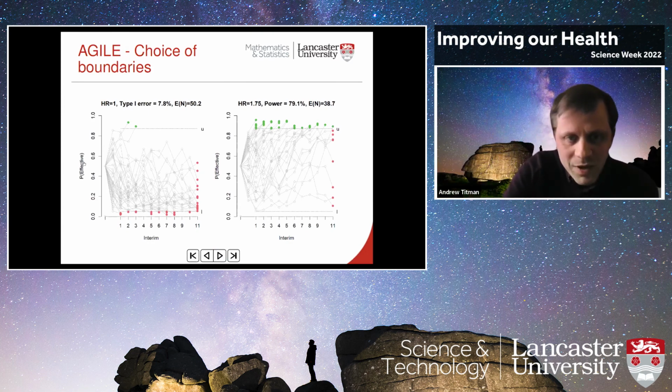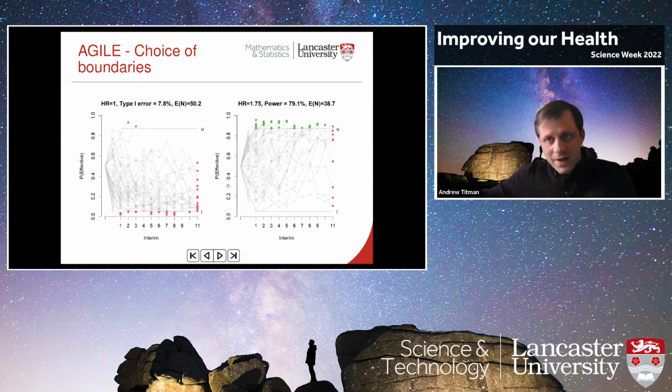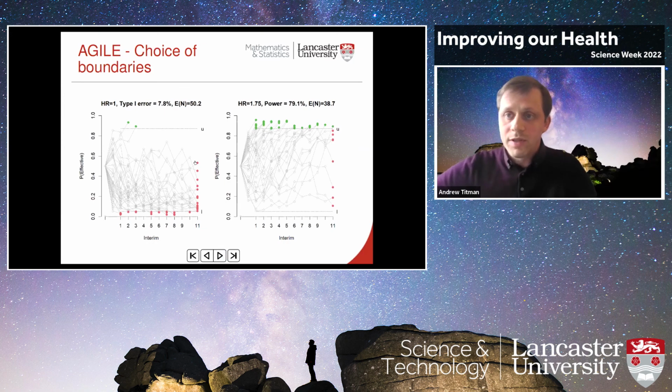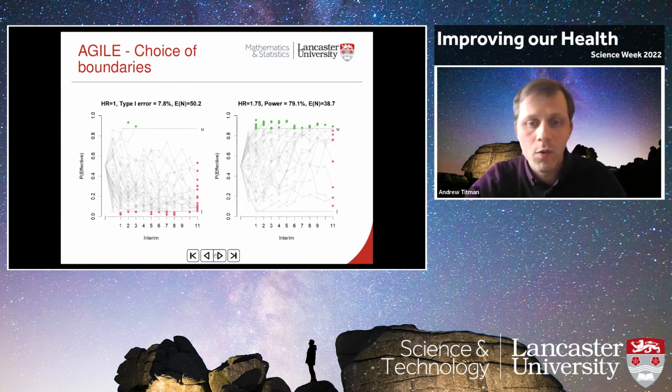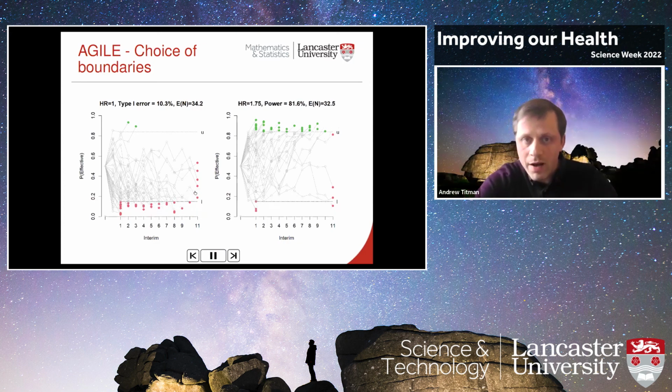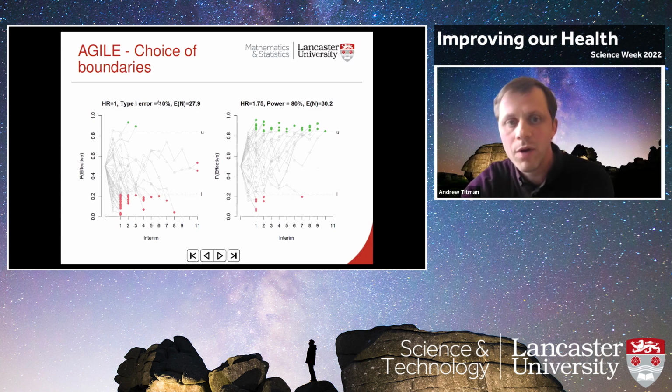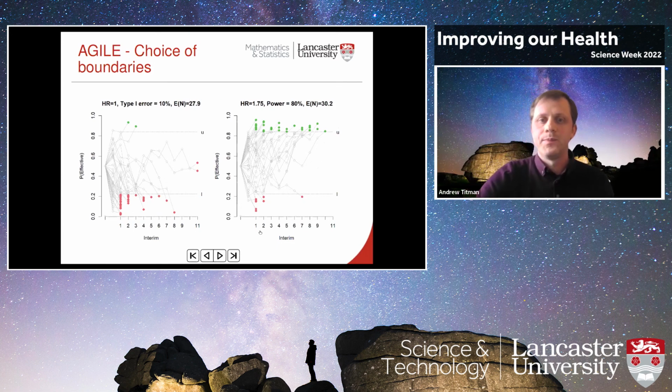So each one of these trajectories is a different hypothetical trial that might have occurred. We're getting too many cases where, although the treatment's ineffective, we're going and using all of the possible batches of patients. So what we can then do is say, well, if we instead also look to increase this lower bound, then we can get to the sweet spot where we've got the right power, we've got the right type 1 error, and we're minimizing the expected number of patients that we need.